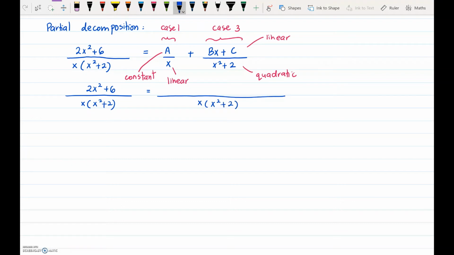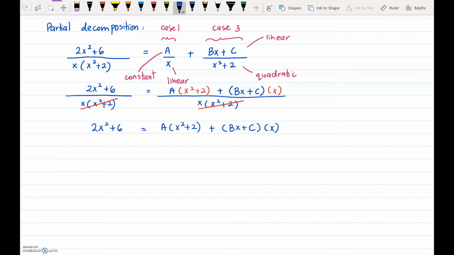And then what will be your numerator? Your numerator will be a times x squared plus 2, plus bx plus c. Don't forget, please write it in brackets, and then times x. Then we will eliminate the denominator, and lastly, the equation that you need to solve here is 2x squared plus 6 equals a(x squared plus 2) plus (bx plus c) times x.